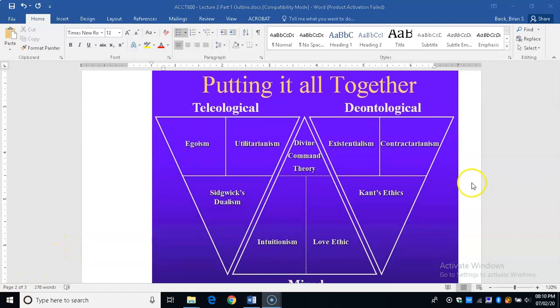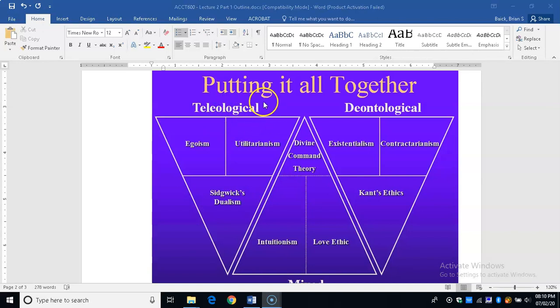Okay, so when we take a look at these 9 different standards, you can see that we have egoism, utilitarianism, Sidgwick's dualism, divine command theory, okay, so on and so forth. So the easiest way to understand this is to think about it in this manner. On the left side, you have teleological. You can think about ethics from a teleological perspective.